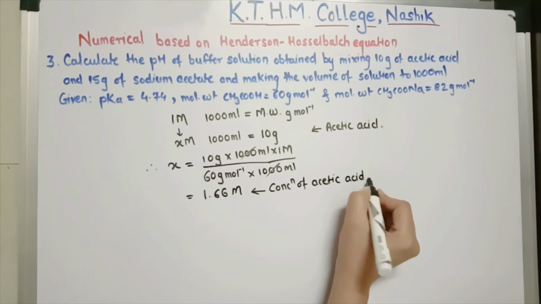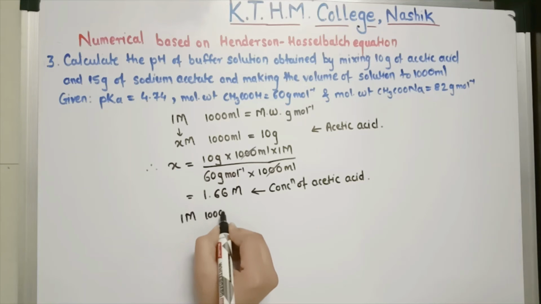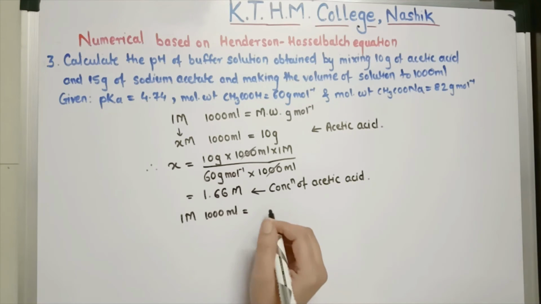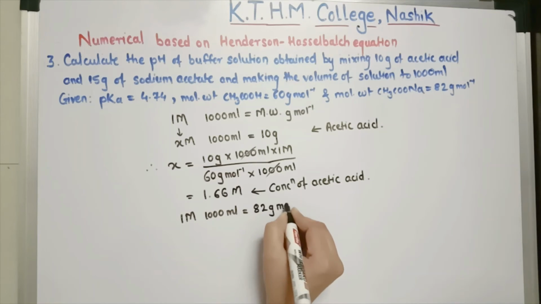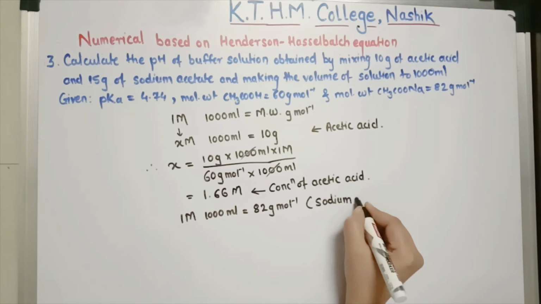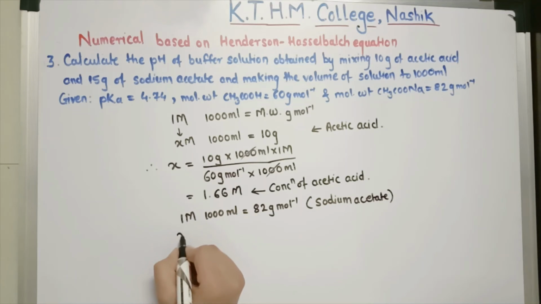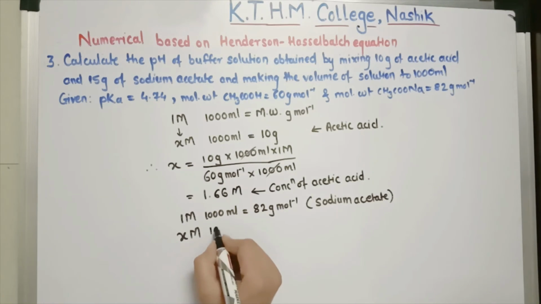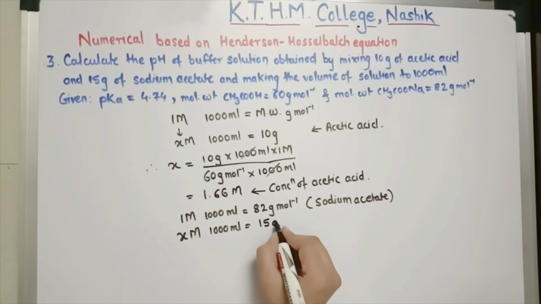acid. Okay, now similarly for the sodium acetate, 1 molar in 1000 ml, the molecular weight of sodium acetate is 82 gram per mole. So this is for sodium acetate. Okay, so x molar, the concentration we have to find. It is also dissolved in 1000 ml. The weight is 15 gram.